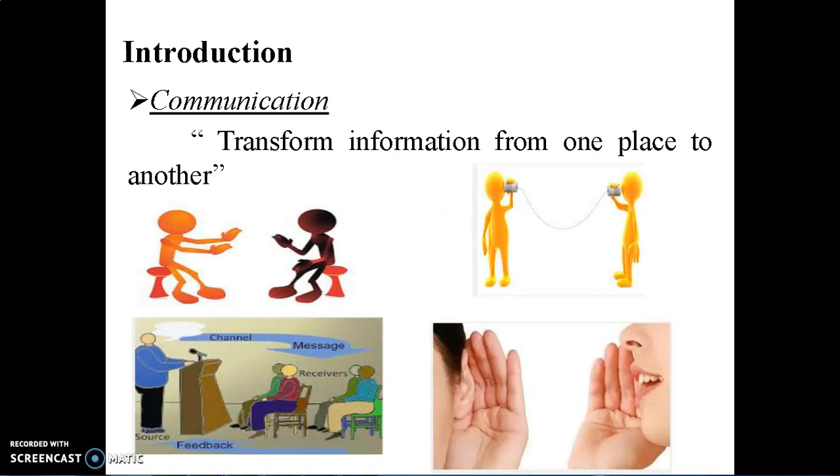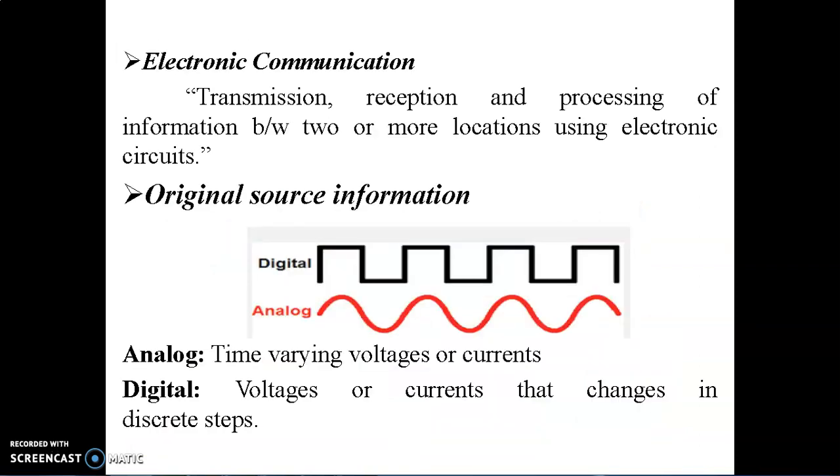Transfer of information from one place to another place is called communication. This is the general definition of a communication. Transmission, reception and processing of information between two or more locations using electronic circuits is called electronic communication. The original source information may be in the analog form or it may be in the digital form. Time varying voltages or currents is called analog signal. Voltages or currents that change in discrete steps is called digital signal.